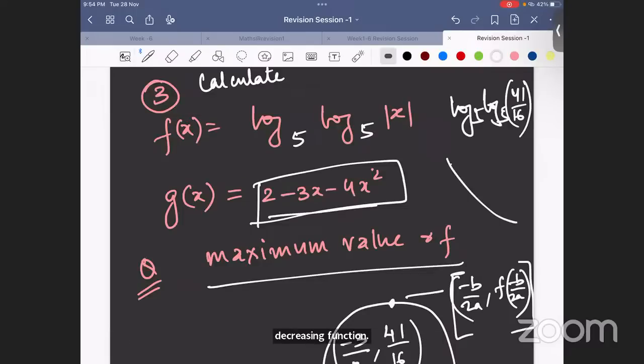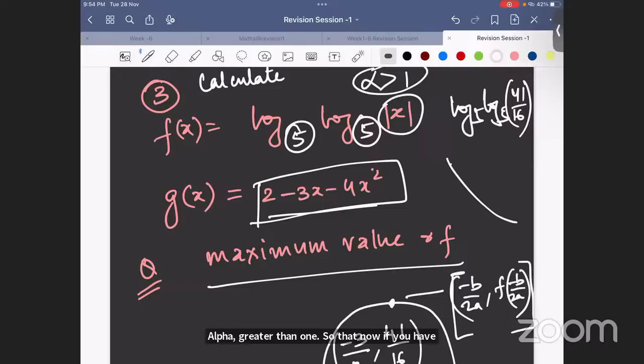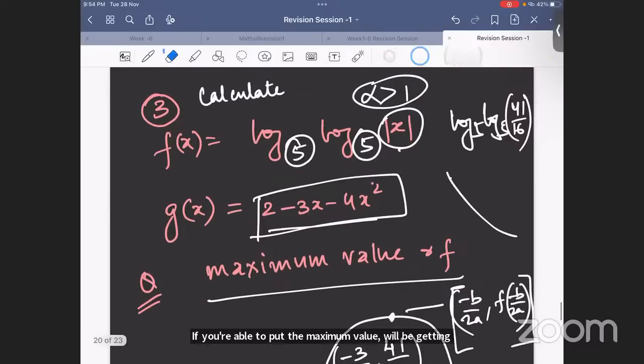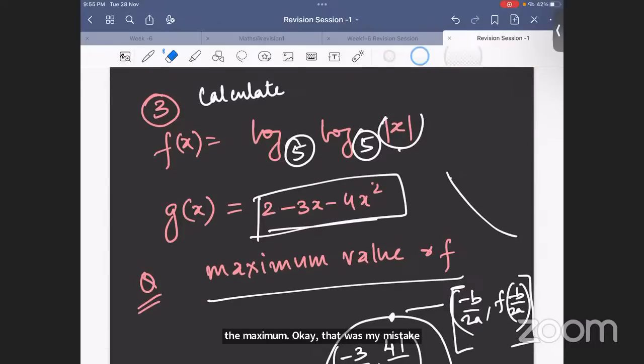So you will be needing the initial point, right? Because we were having the maximum value, right? So that's why it changes to some value alpha greater than 1. Now if you have to calculate the maxima, you can put the maximum value of this function, and you'll be getting the maximum. Okay, that was my mistake while putting the question. So if this type of problem is asked, you'll be able to solve it, right?